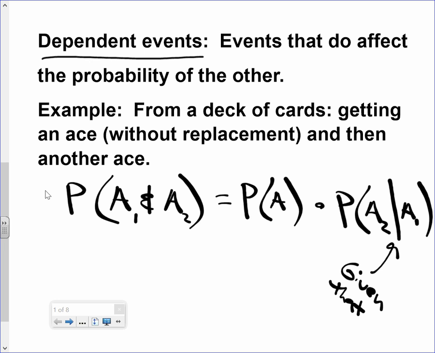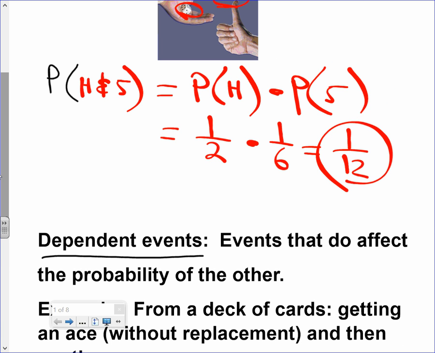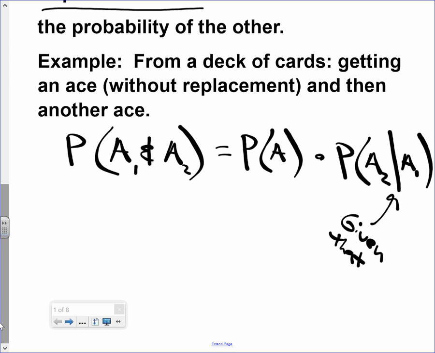It's a little different than what we did up here. It's just the probability of the heads times the probability of 5. But here now, it's the probability of the second ace given that you actually got the first ace, or assuming that you got the first ace. So when you see this long bar like this, all that means is given that. It looks fancier than it actually is. There's no mystery to it. It just means given that. So it's going to be the probability of getting an ace times the probability of getting the second ace given that you got the first ace.